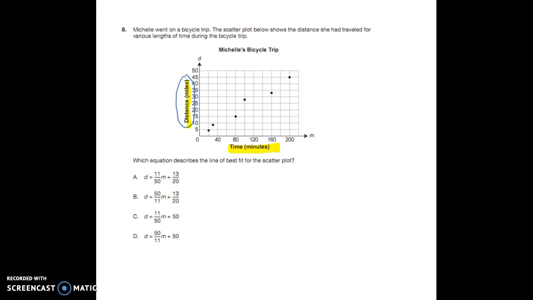So remember, we've been doing lines of best fit now for a little bit. So how would we do it? Well, I might draw something that looks kind of like this.